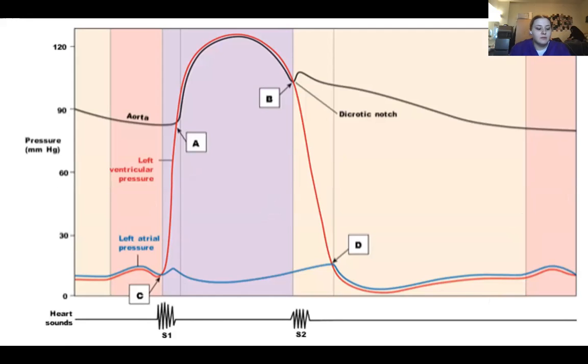I'm first going to break down what each line means in this graph. The red line represents ventricular pressure, the black line represents aortic pressure, and lastly, the blue line represents atrial pressure.